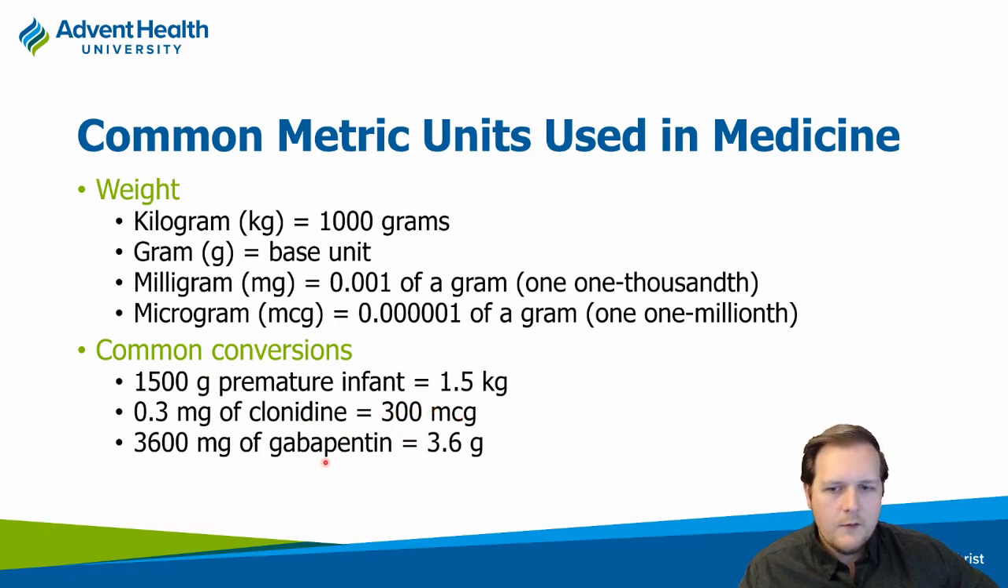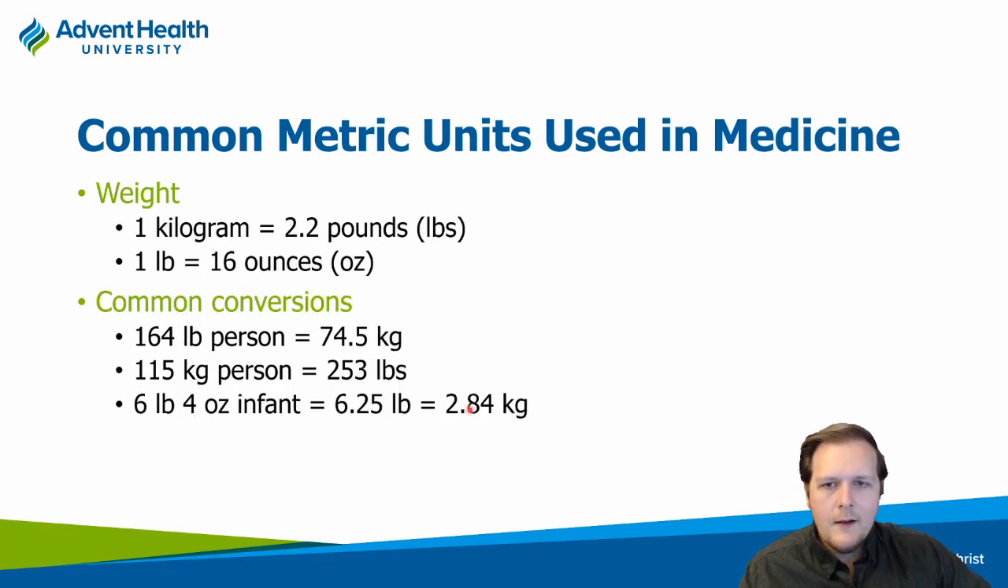Or let's say I have someone who has neuropathic pain, they're on gabapentin. They take 3,600 milligrams a day of that. Getting from milligrams to grams, I'm just going to move the decimal place over 1, 2, 3, and now I know they're taking 3.6 grams in a day. So simple conversions, but common ones that I use pretty frequently in medicine.